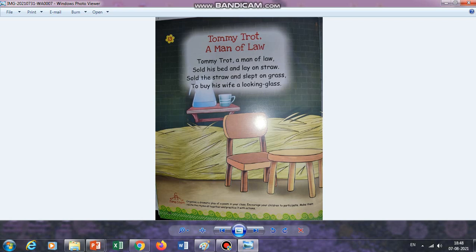Now let's do the rhyme. Tommy Trot, a man of law, sold his bed and lay on straw. Sold the straw and slept on grass to buy his wife a looking glass.